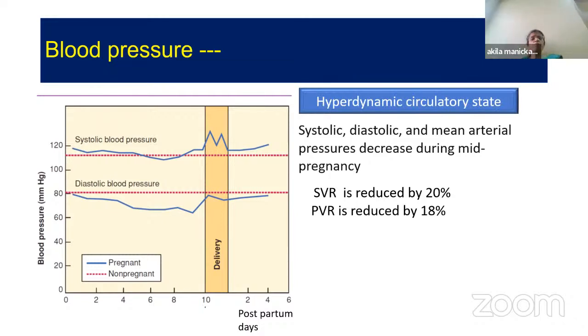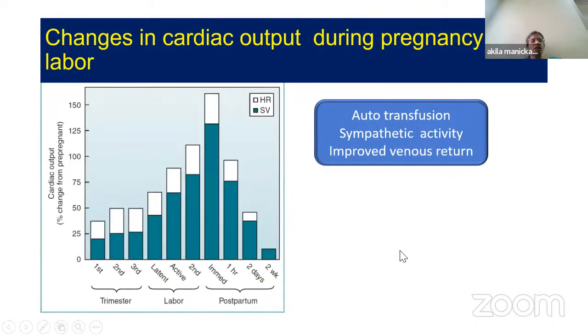And when you look at the type of circulatory state, pregnant patients are called the hyperdynamic circulatory state, where the cardiac output is increased and also the systemic vascular resistance is decreased. That is often referred to as a hyperdynamic circulatory state.